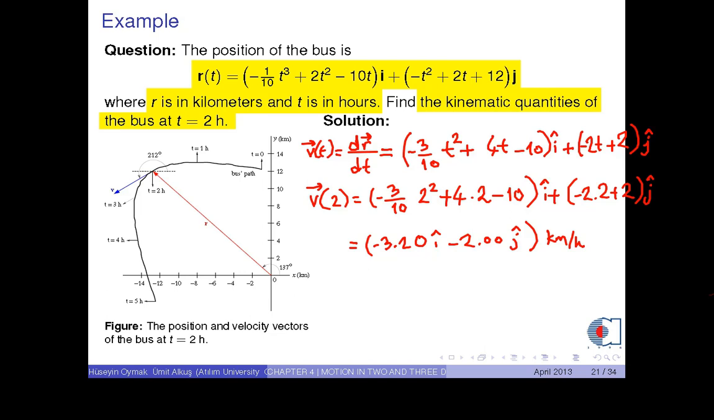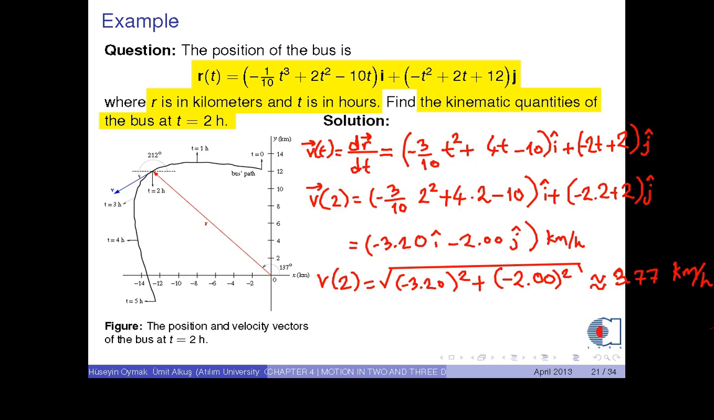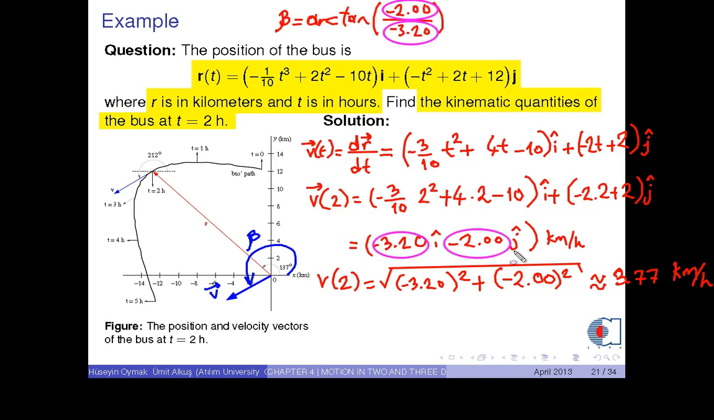The magnitude of v(2) is calculated to be the square root of (-3.20 squared + (-2) squared), which is approximated as 3.77 km per hour. And the angle it makes with respect to the positive x-axis is beta = arctangent of -2 over -3.2, which is equal to 32.005 degrees plus 180 degrees, which is approximately 212 degrees.